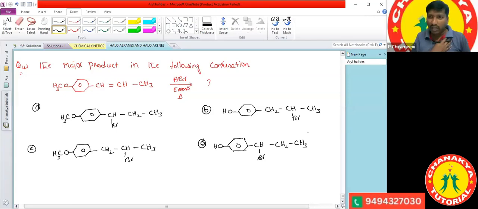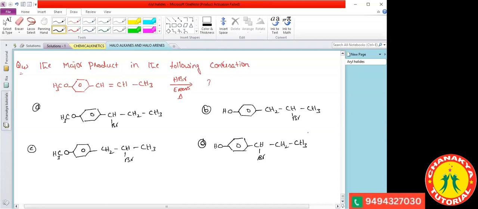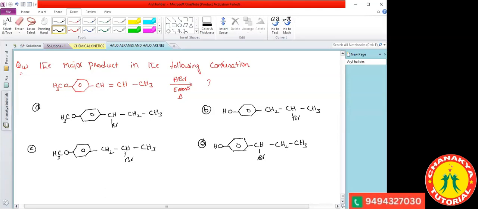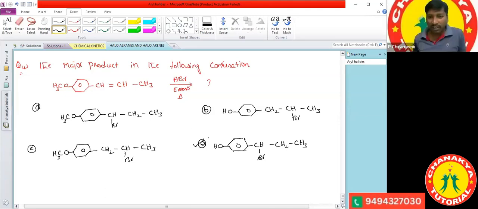Somewhat correct only, Ritu. That is why I am telling that the question is interlinked with two concepts, whatever question they have given. No, sir. Sir, the answer is C. I mistakenly put the Br with the second carbon, it's with the first. The answer is C. C also is not the answer. What is the answer, sir? Answer is D.